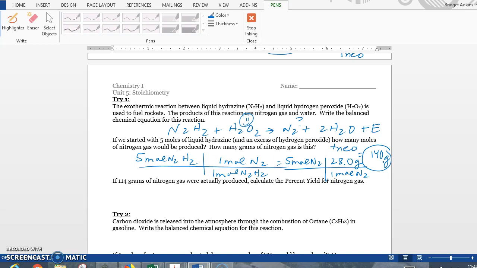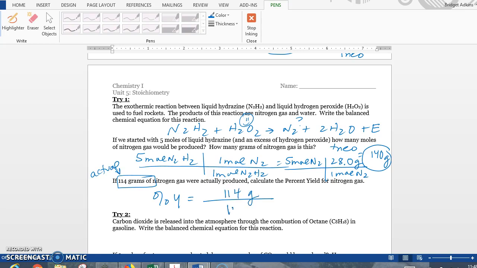That's how much you should have made. That doesn't mean you necessarily made that much. So down here it says calculate the percent yield. So they actually made this much. So this, they went into lab and they actually made that much. So that goes in the numerator.